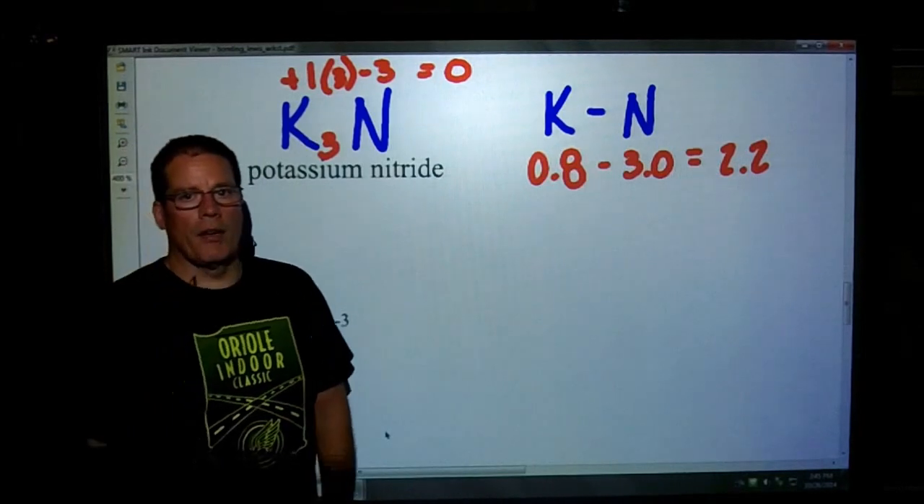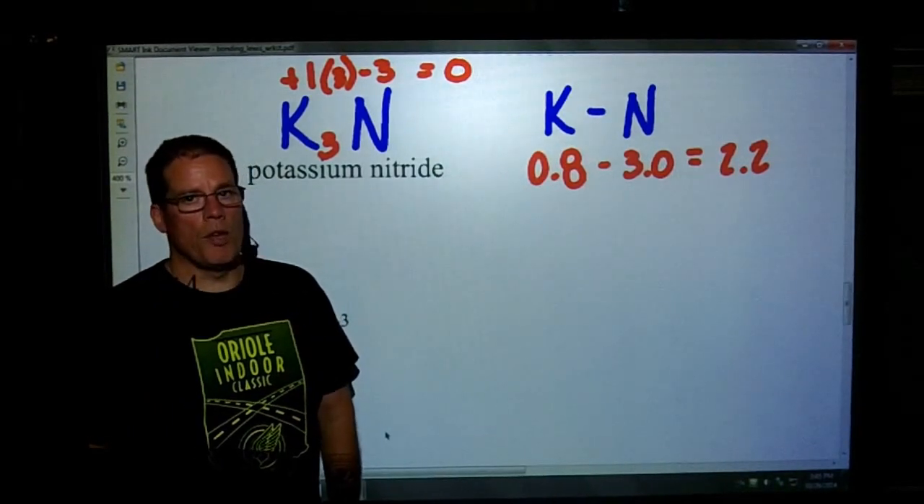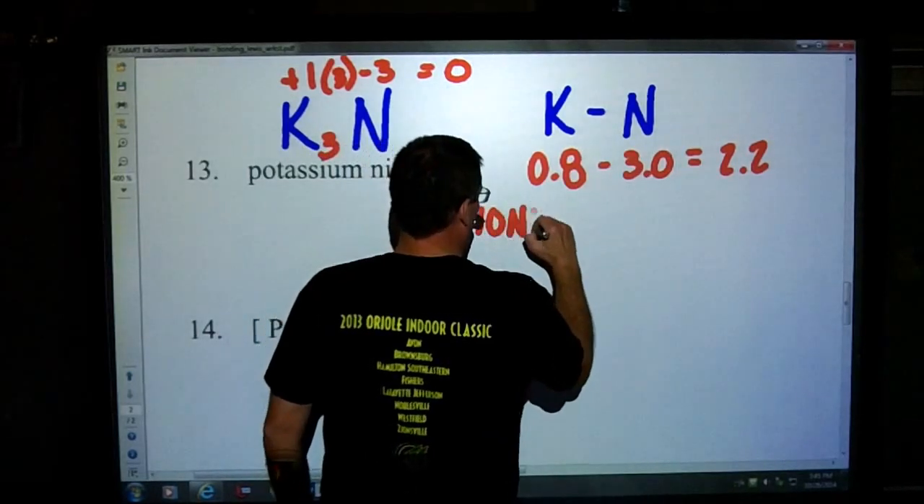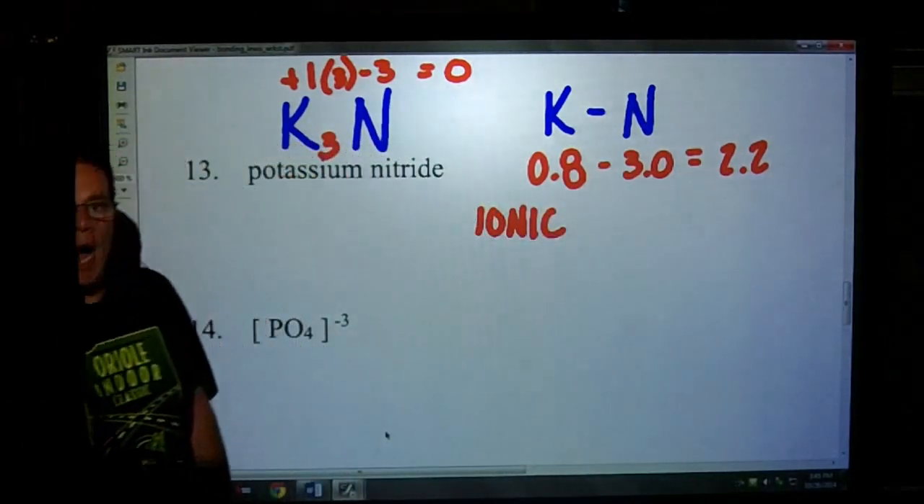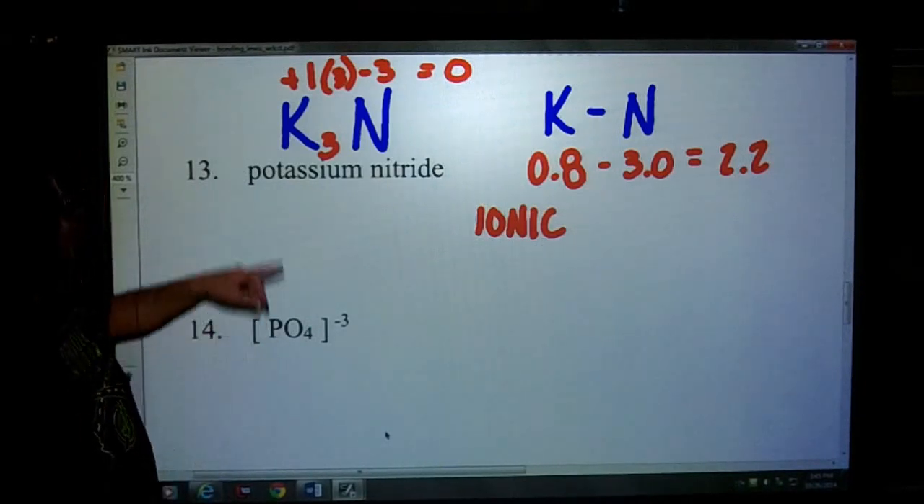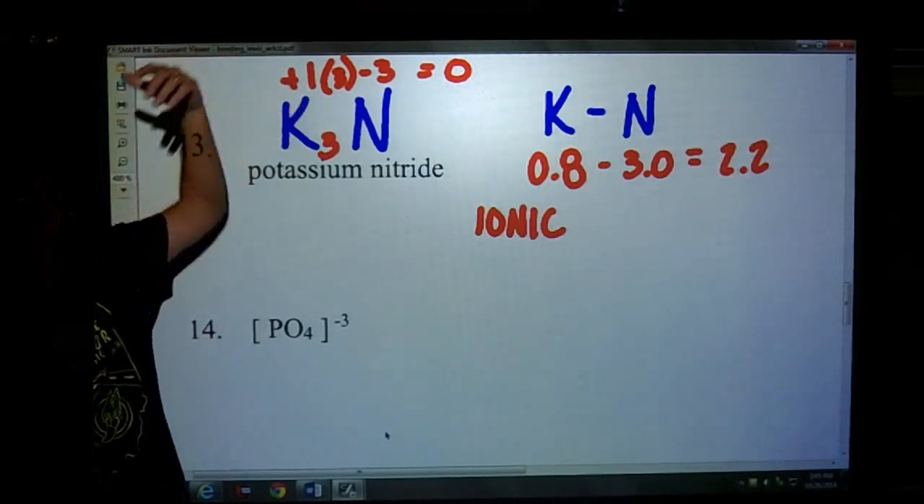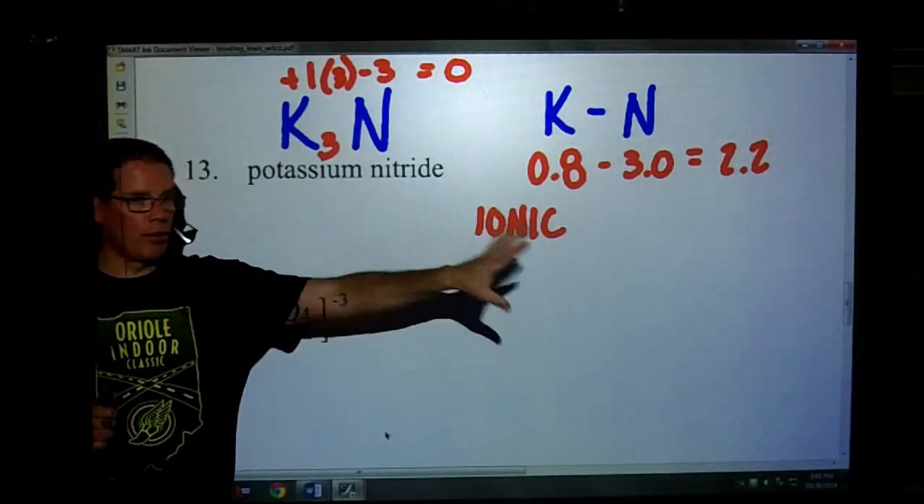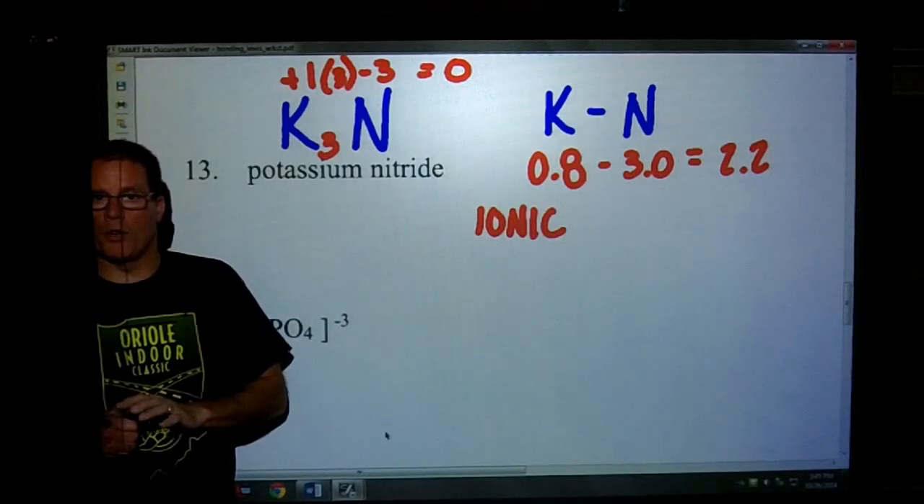If your electronegativity difference is 2.2, you definitely have an ionic compound, which means that these elements are not sharing electrons. Ionic is not sharing. Why? Potassium has an electron, which we'll talk about shortly, and it donates it, gives it away. That's why it has a +1 charge.